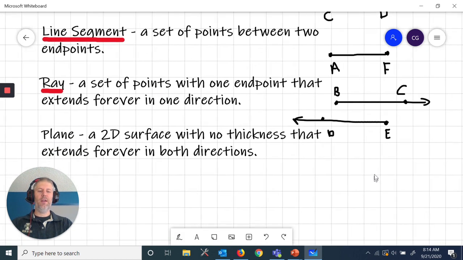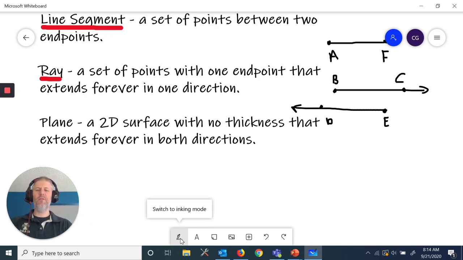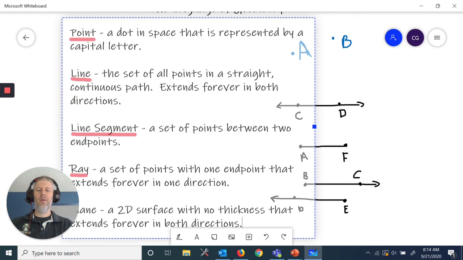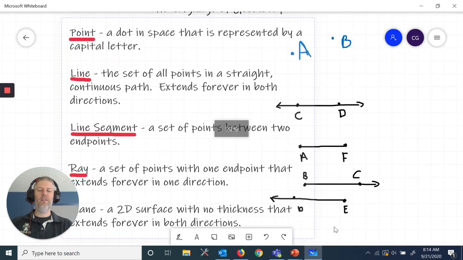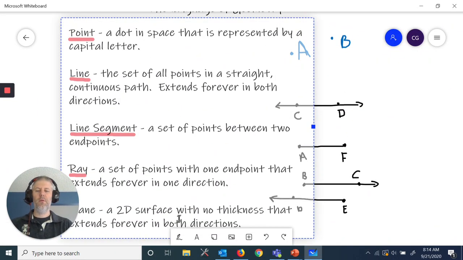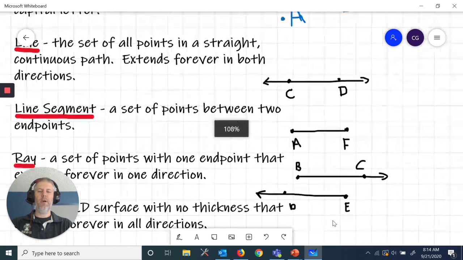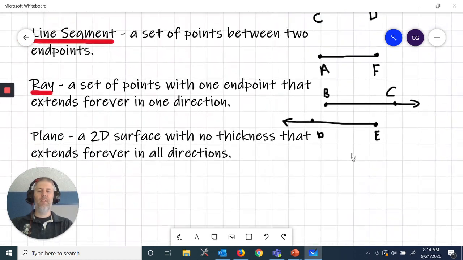Lastly, we have a plane. I just want you to know the concept of a plane. It's a 2-dimensional surface with no thickness that extends forever in both directions. Actually, I like it better if we say extends forever in all directions. Let me see if it'll let me change it. Yeah, I like that better. So it extends forever in all directions.